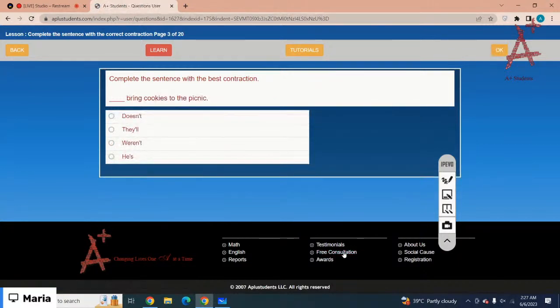Okay, the next one is dash bring cookies to the picnic. Doesn't, they'll, was. They'll bring cookies to the picnic. Got it? The correct option is they'll.